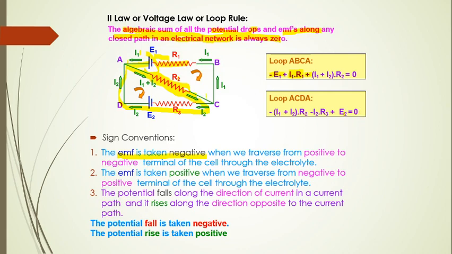0. So in this way, we can analyze the electrical network in a closed loop by applying the voltage law. And using these two laws, for any complex or difficult electrical circuit, we can find the electric current, EMF in this network.